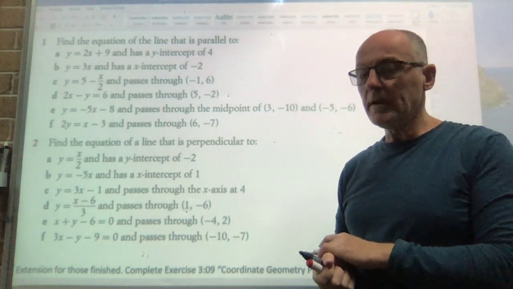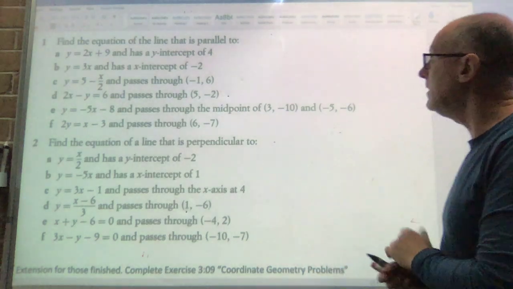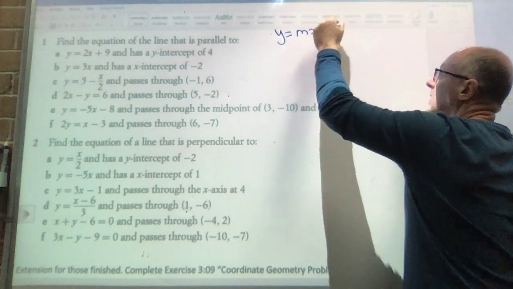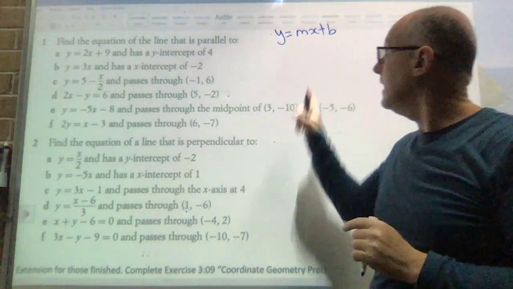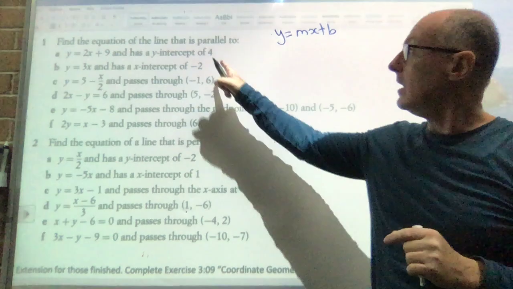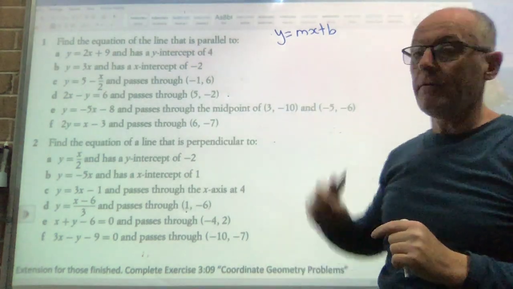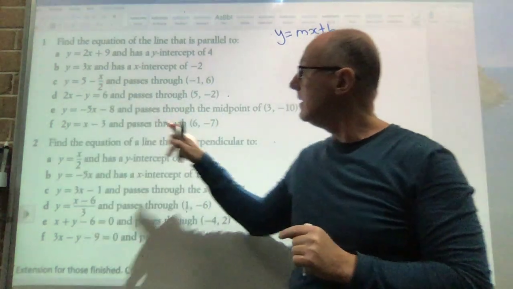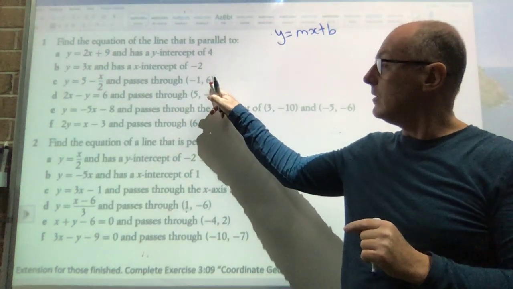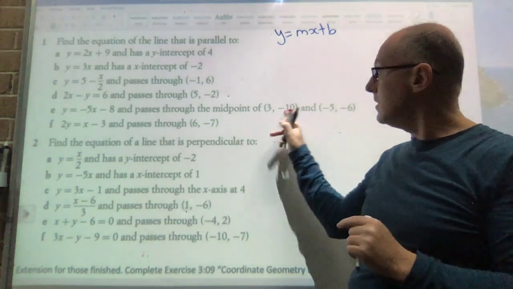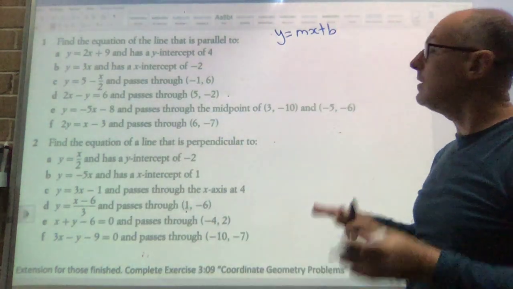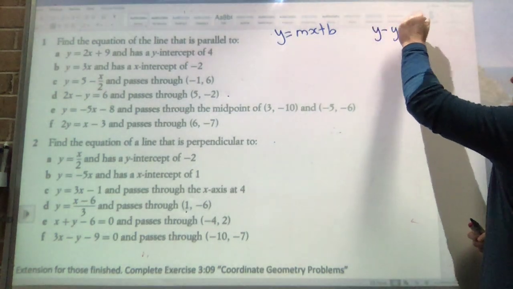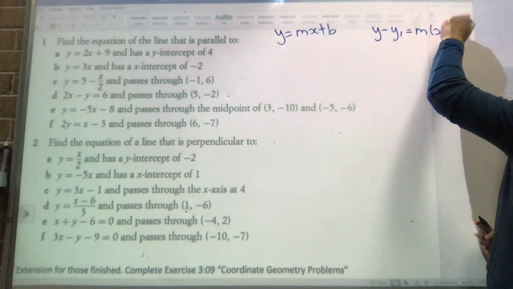There are two formulas that we're using here. One is y equals mx plus b. That is, if they tell us the gradient and the y-intercept, like they do in A and B, we would use that formula. However, in the other questions where they give us a clue to the gradient and a coordinate or a point, then we use the point gradient formula. That is, y minus y1 equals m(x minus x1).